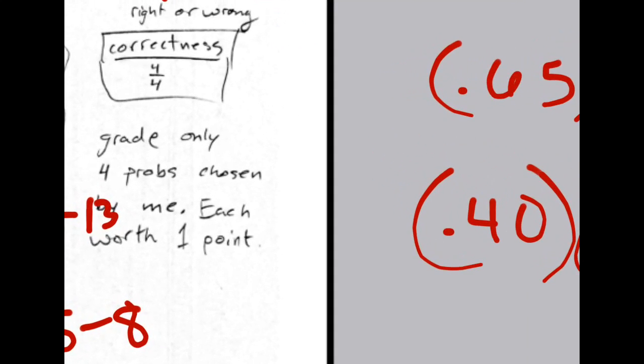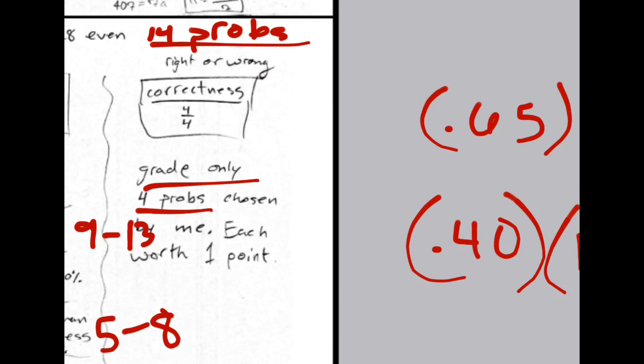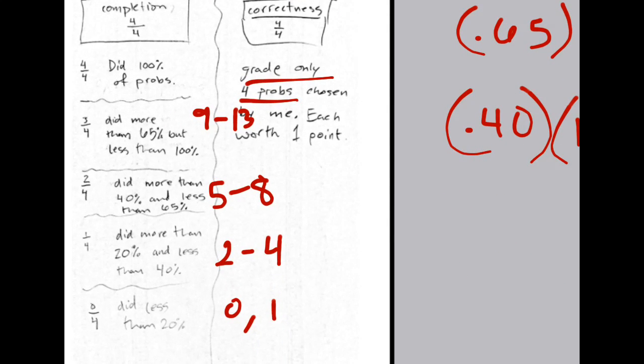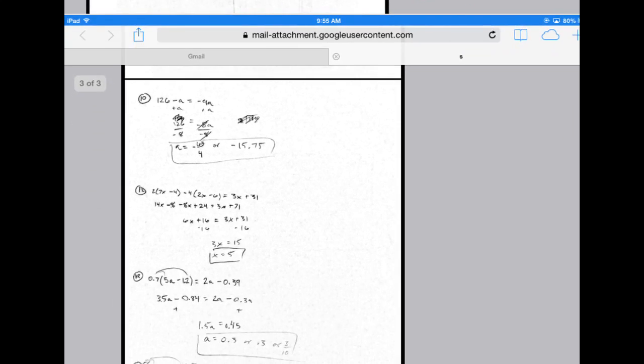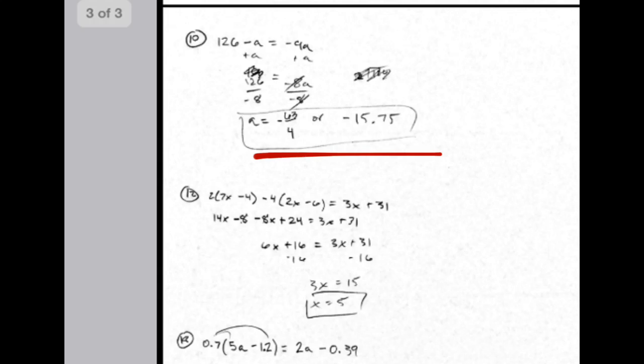And then for correctness, you're going to grade only 4 problems, and I'm going to choose them, and they're worth 1 point each. They're just right or wrong. So that will be easy to grade as well. You just look at their answer. I chose the problems, so I have the answers, and I'll give you this paper. If they wrote any of these, then they'll get it right. If they wrote anything else, then they'll get it wrong. Anything that's equivalent, I'll accept, but if it's not, then no.